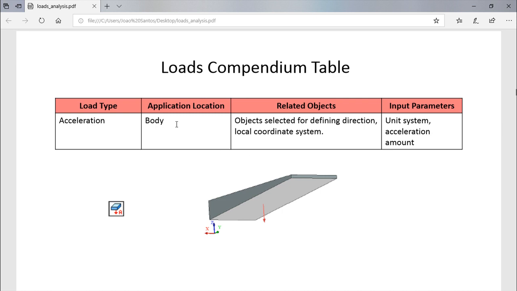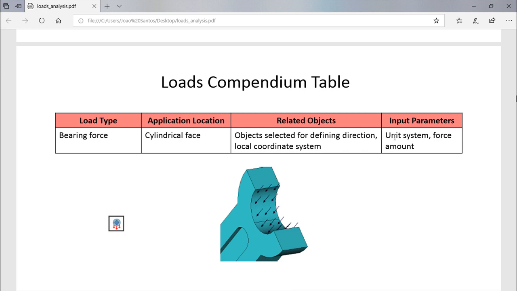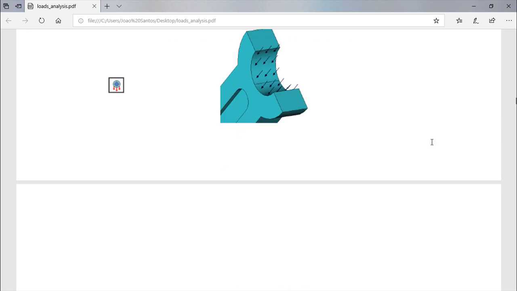Now acceleration, we apply it on the body, similar to some of the previous ones. So objects for defining the direction, and LCS. Parameters, unit system, and the amount of acceleration that we have. And a different type of load, the bearing force, we apply it on a cylindrical face like shown on the image, equal to the previous one, so defining direction, and we have the local coordinate system, and we give also the units and the force amount.